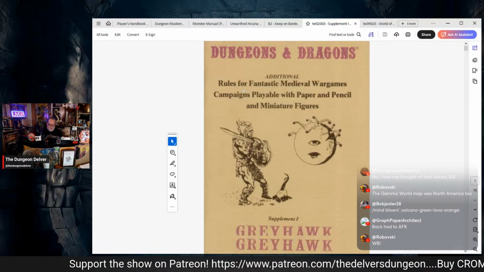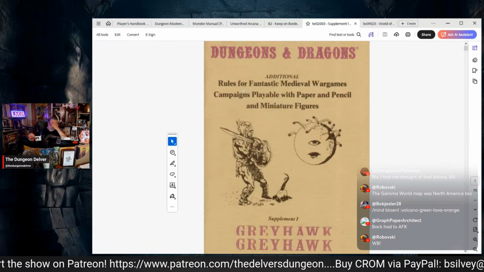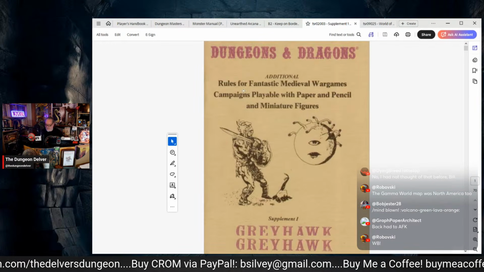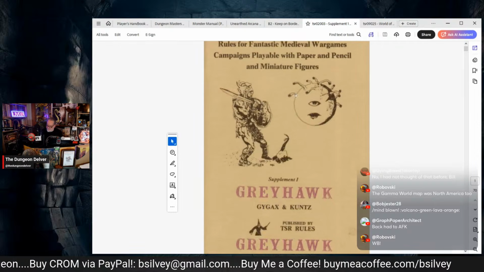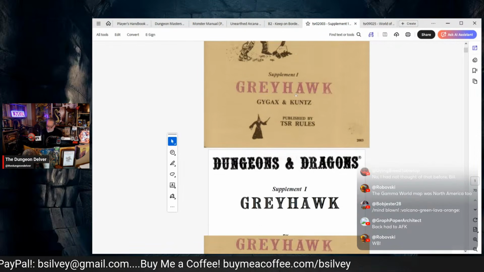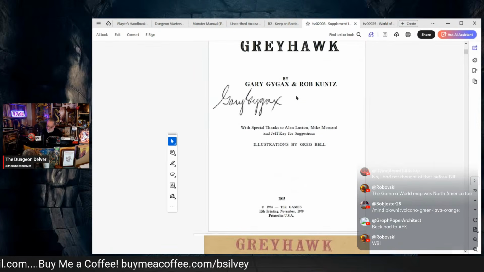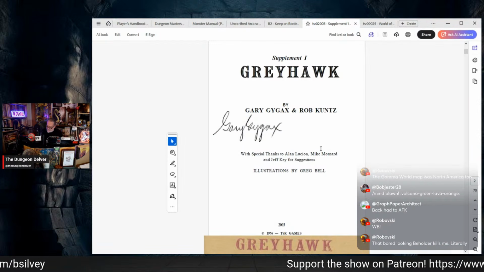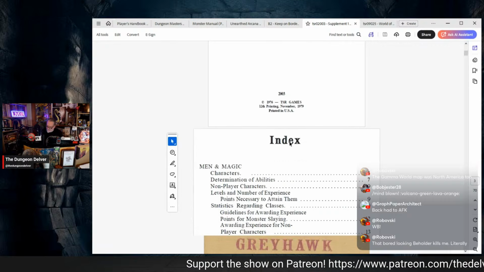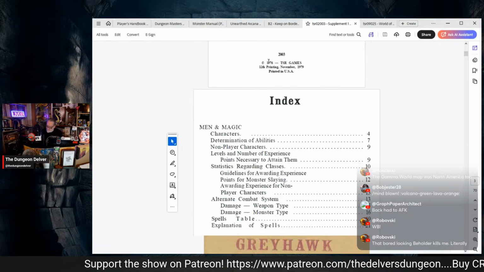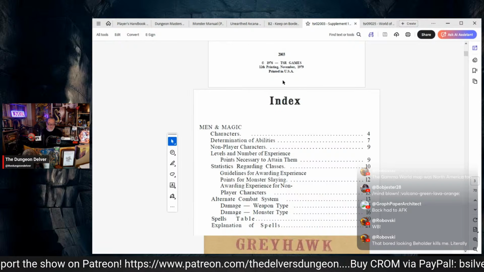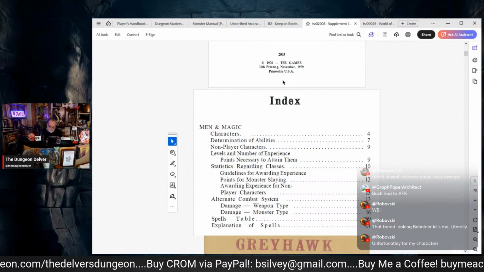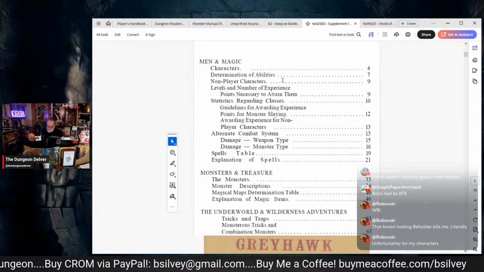So we're gonna look at this really more in a historical context now than LARPing as if we just picked this up from the comic store. And so Greg Bell artwork graces the cover. And it's, of course, Gary Gygax, Rob Kuntz. Special thanks to Alan Lucian, Mike Mornard, and Jeff Key for suggestions. This is a 12th printing, 76. It came out in 75, actually. Yeah, the Beholder just like, again, must I destroy another one?